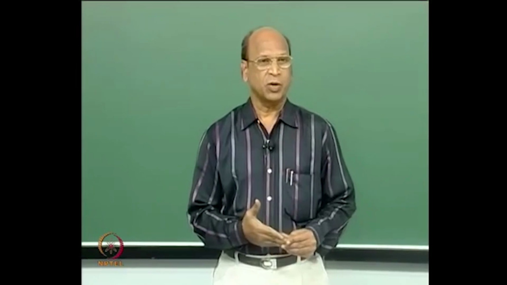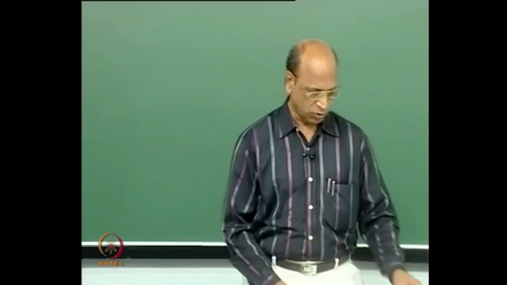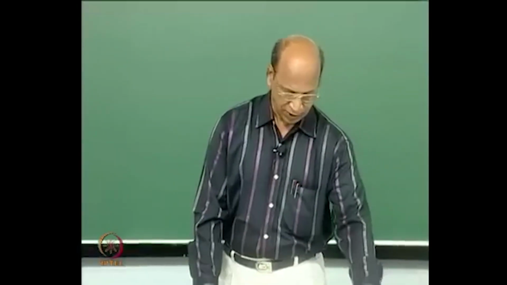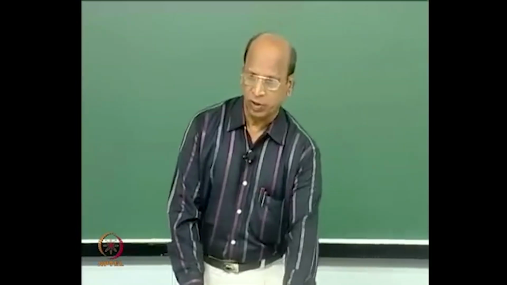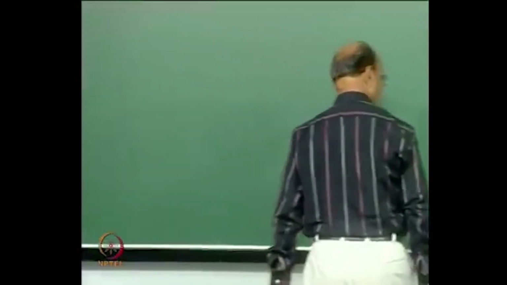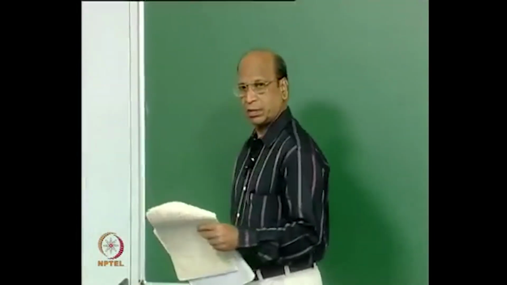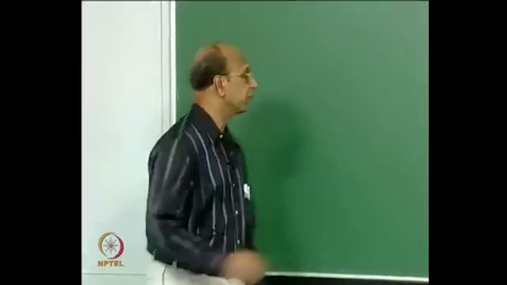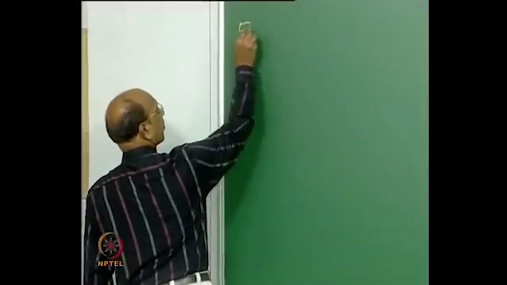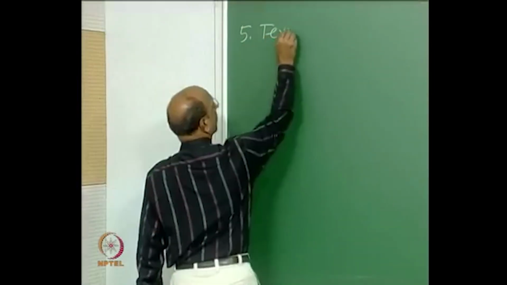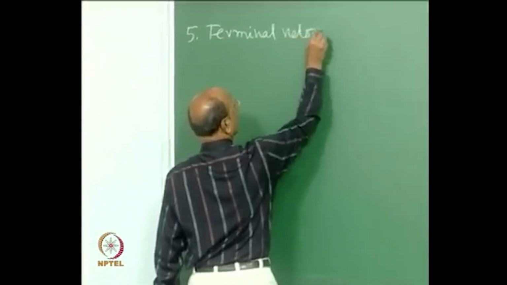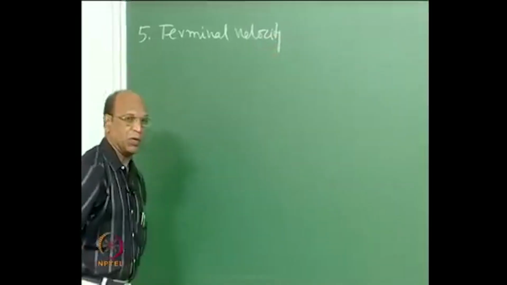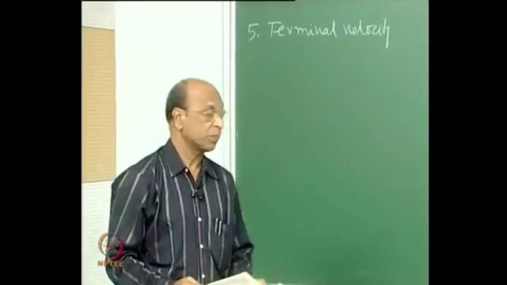Okay, I think we will start now. In the last class we talked about minimum fluidization velocity, that is one parameter. Now we talk about terminal velocities, because that also we should know, that is parameter number 5. Normally we talk here about the terminal velocity of single particles only.